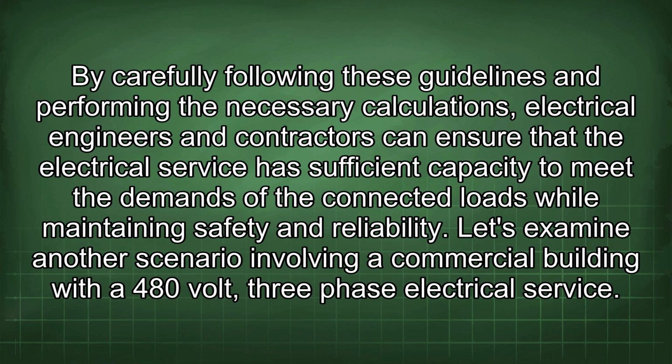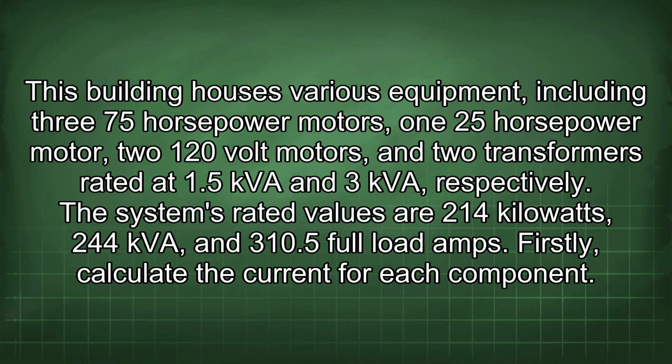Let's examine another scenario involving a commercial building with a 480-volt, 3-phase electrical service. This building houses various equipment, including 3 75 horsepower motors, a 125 horsepower motor, 2 120-volt motors, and 2 transformers rated at 1.5 kVA and 3 kVA respectively. The system's rated values are 214 kilowatts, 244 kVA, and 310.5 full load amps.